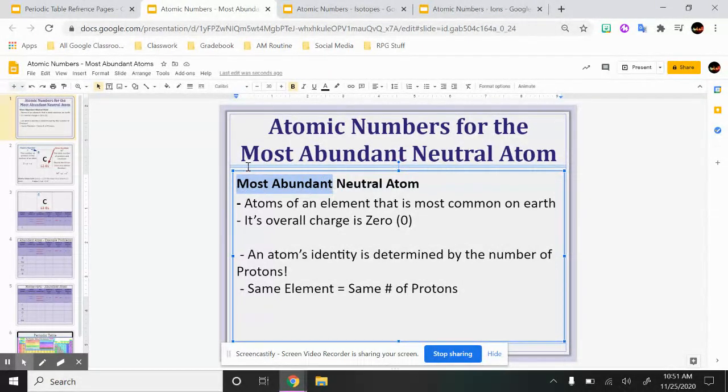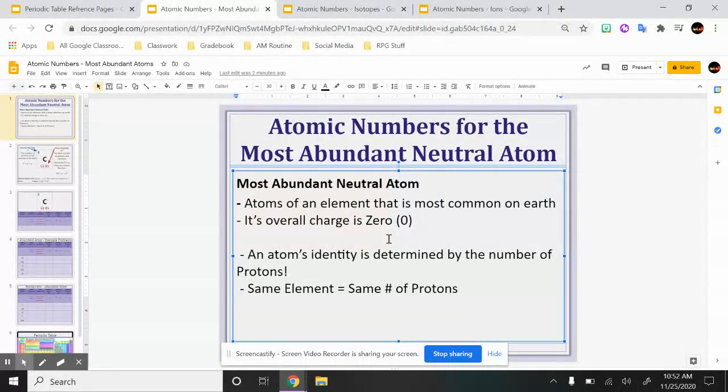Okay, so if it's the most abundant, it's the most common form of that atom. If it is neutral, that means that it has no charge. So if there is no charge, all the positives and all the negatives need to cancel out. So atoms of an element that is the most common on Earth and its overall charge is 0.